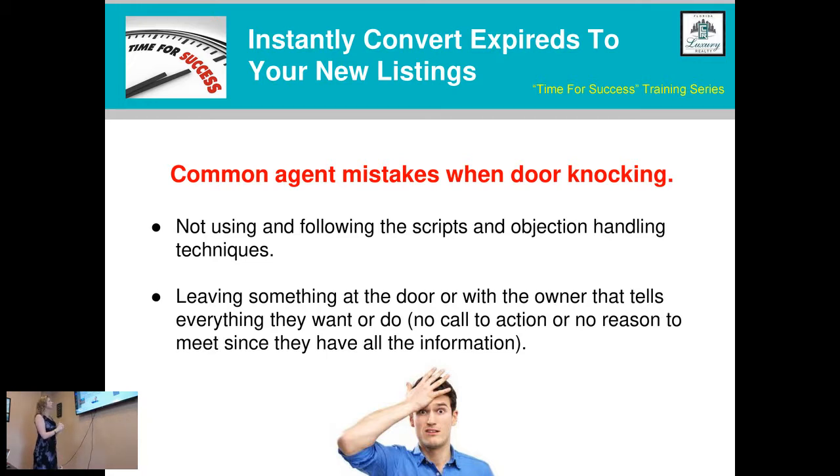So, common agent mistakes when door knocking. Not using the scripts and objection handling techniques, right? We kind of learned that in script practice a little bit. You kind of know what the rebuttal is, but you're not actually reading it, and you veer off in a conversation and end up getting lost. You're like, oh crap, how did I end up here? How do I get it back to where I need to be?